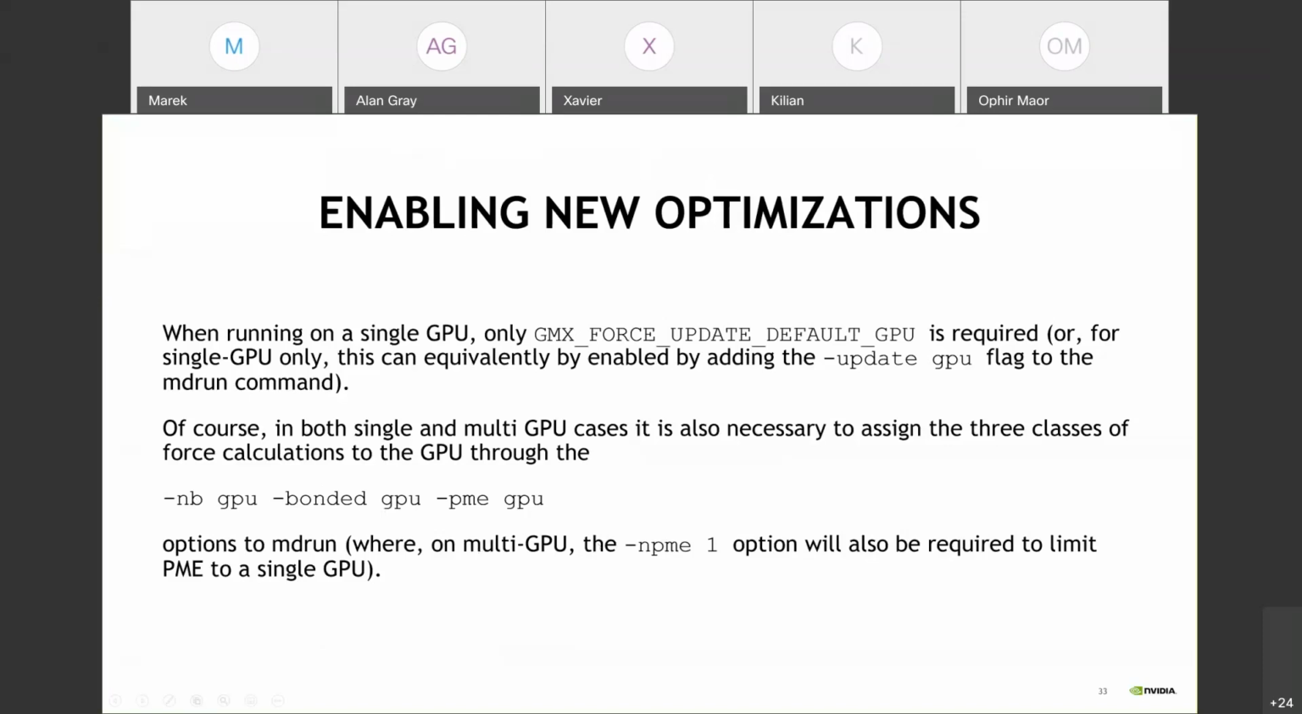If you're on multi-GPU, you also need to have -npme 1 to make sure that only a single GPU is assigned to PME. Otherwise, you'll just get a runtime error saying that multi-GPU PME is not supported, as I discussed earlier.